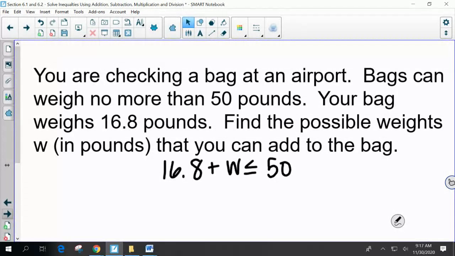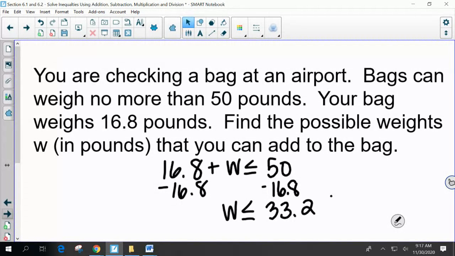But so if I subtract 16.8, what would you get? 34.2? What? Wait, 33.2? Wait, that might not be right. I did that. So the weight has to be less than or equal to 33.2. Okay.